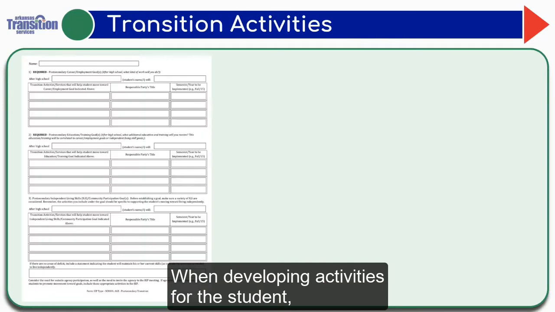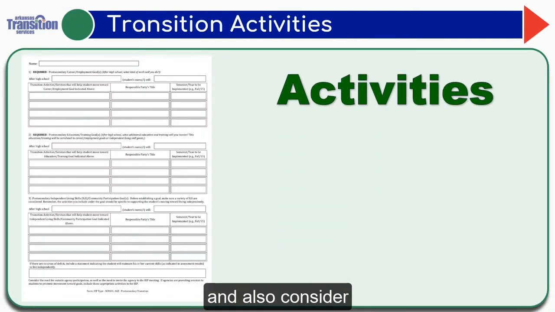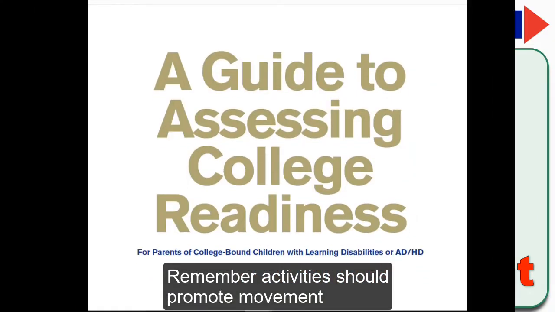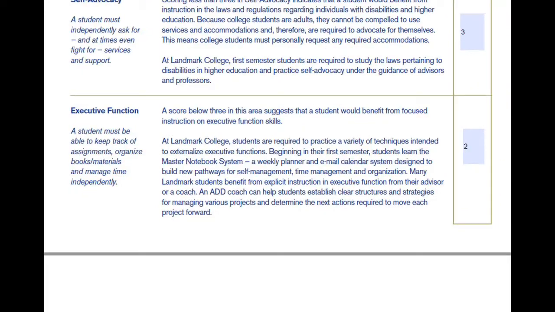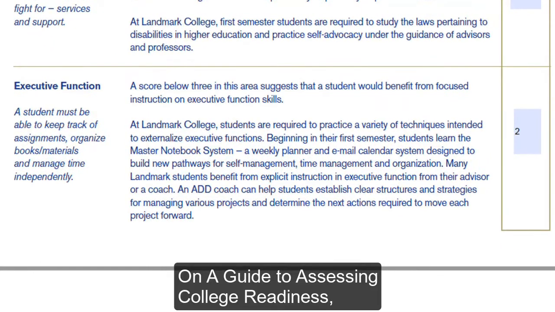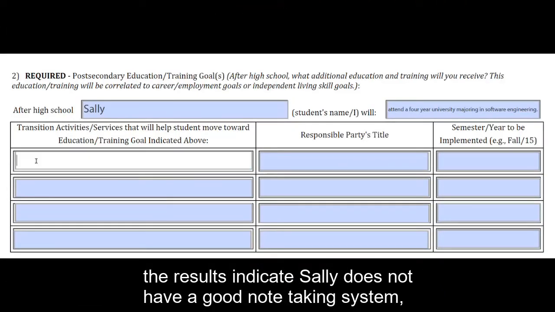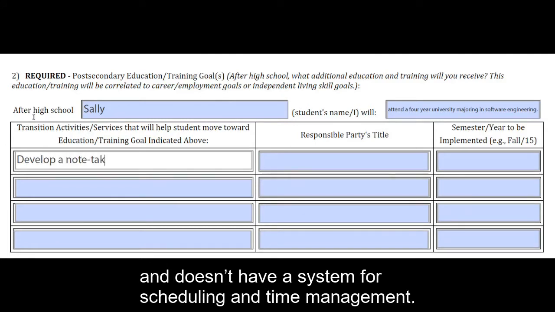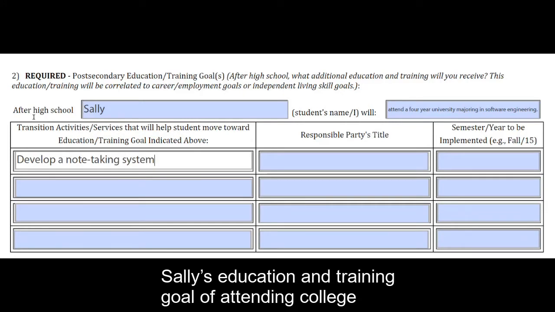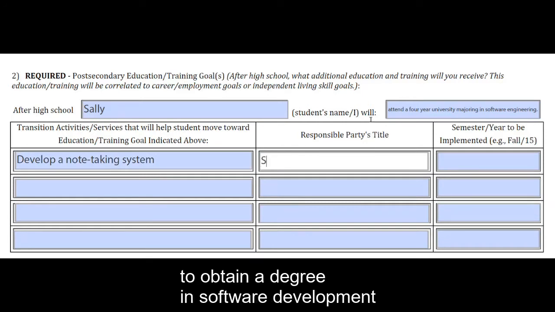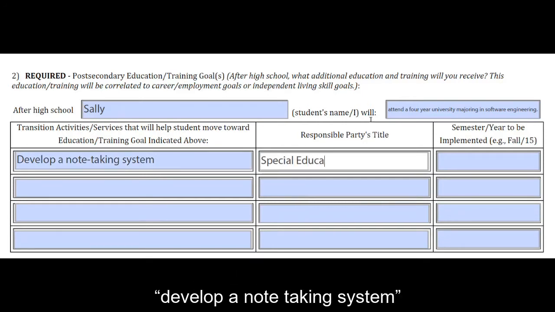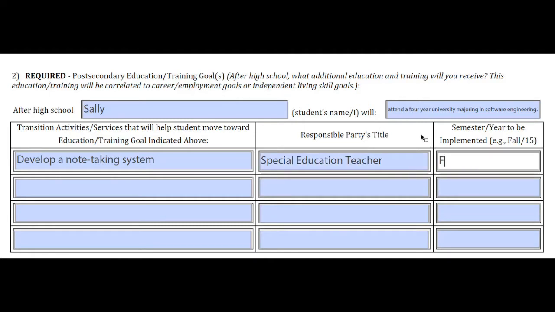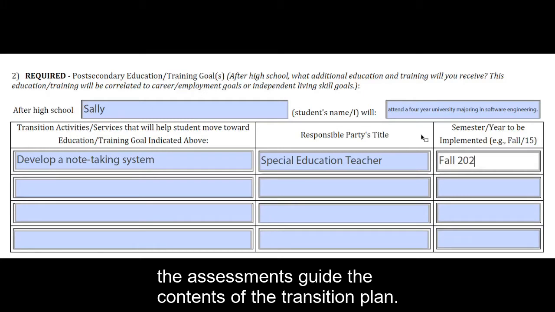When developing activities for the student, you should use your assessment results and also consider how the disability impacts achievement of goals. Remember, activities should promote movement toward achievement of post-secondary goals. Let's look at Sally's assessments. On a guide to assessing college readiness, the results indicate Sally does not have a good note-taking system, doesn't have a system for keeping track of projects, and doesn't have a system for scheduling and time management. Sally's education and training goal of attending college to obtain a degree in software development could be promoted through activities like develop a note-taking system or investigate organizational tools and technology. Once again, the assessments guide the contents of the transition plan.